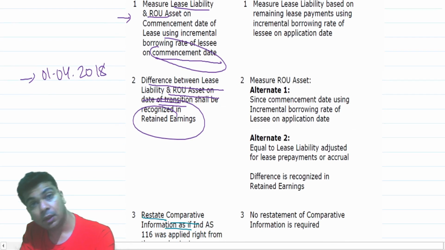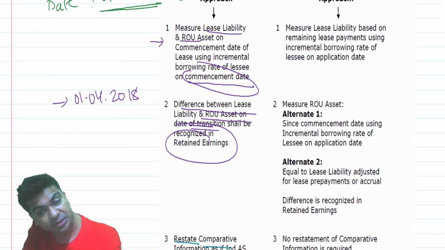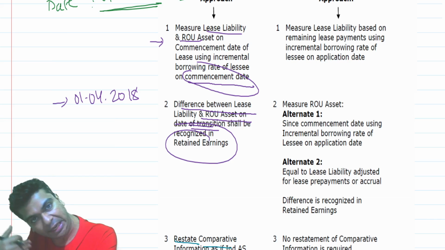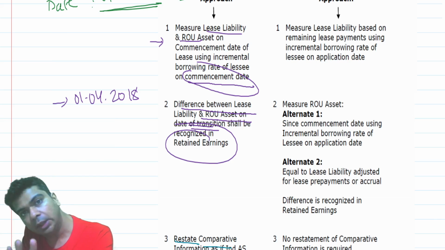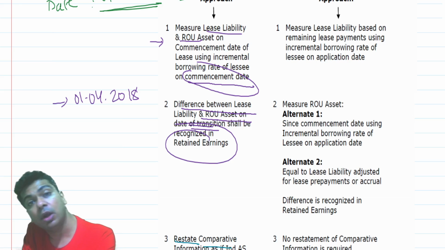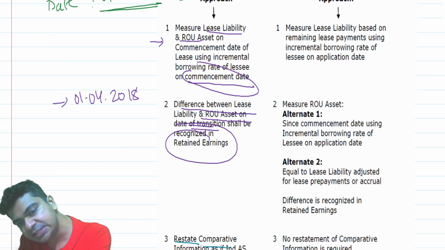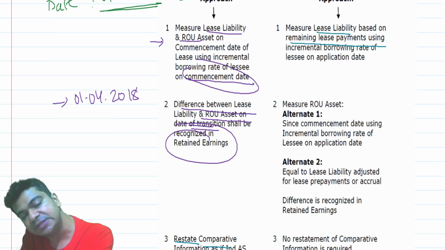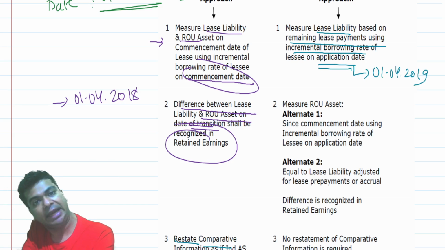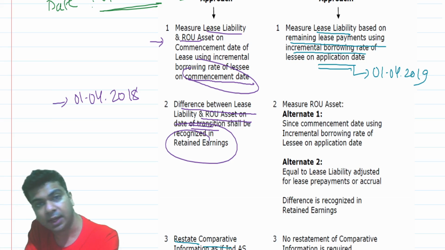Okay. I had entered into a lease transaction 5 years back. But I'm now not interested in doing any calculations 5 years back. The total lease was for 7 years, let's say. 5 years have already been completed, so 2 years are left. I will do measurement only for the remaining 2 years. So, they are saying measure the lease liability based on the remaining lease payments using incremental borrowing rate on application date. Application date 1st April 2019. Ind AS 116 will be applied from 1st April 2019.